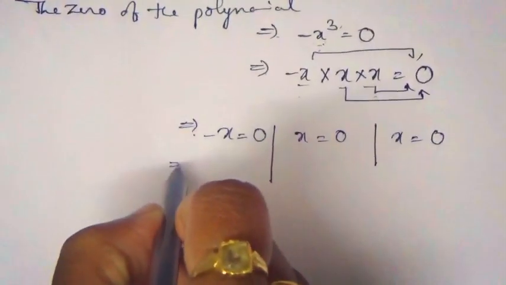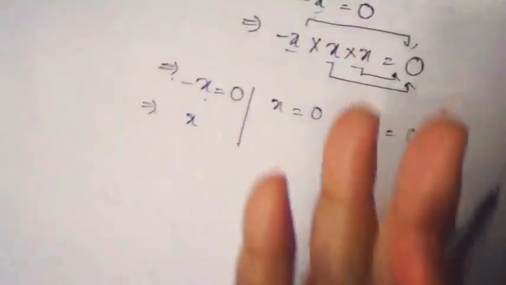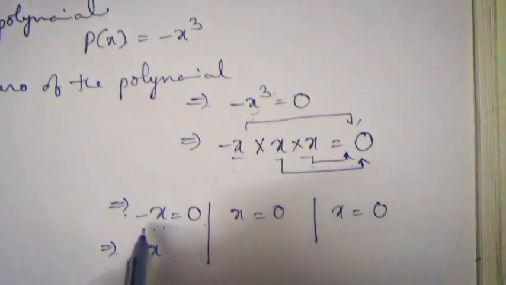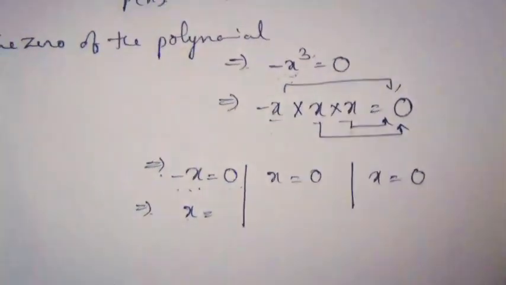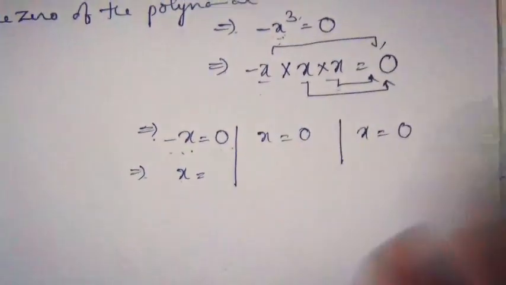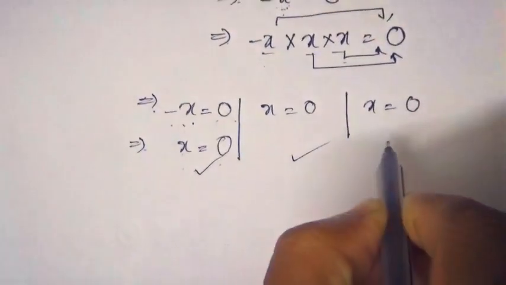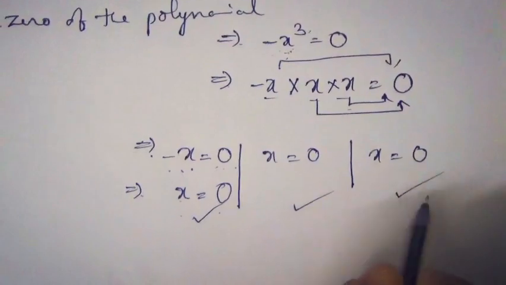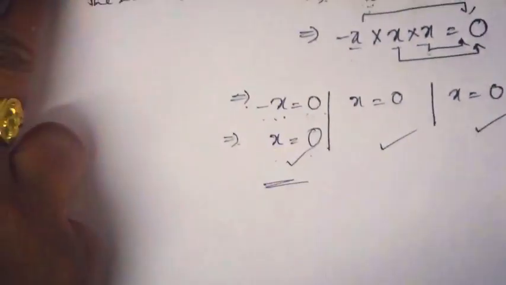Minus x is equal to 0: if you multiply both sides, 0 and x, with the minus, minus of minus becomes plus, and minus 0 is just 0, since there is no positive or negative for 0. Hence x is equal to 0. How many zeros did we get here? 3 zeros. So these 3 are the zeros of the given polynomial. It is a solution.